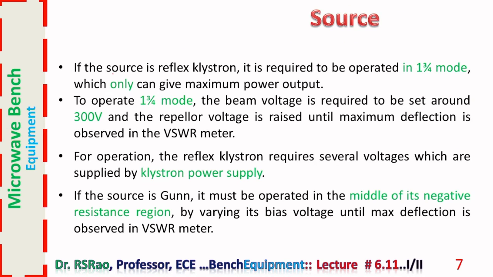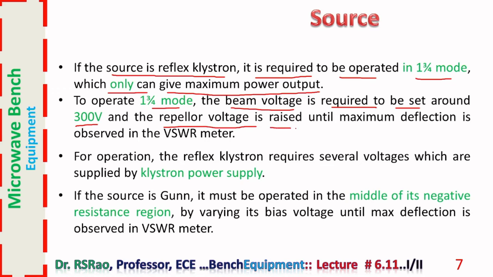Some more points. If the source is a reflex klystron, it is required to be operated in 1 3/4 mode, which only can give maximum power output. To operate in 1 3/4 mode, the beam voltage is required to be set around 300 volts and the repeller voltage is raised until maximum deflection is observed in the VSWR meter. For operation, the reflex klystron requires several voltages which are supplied by the klystron power supply.